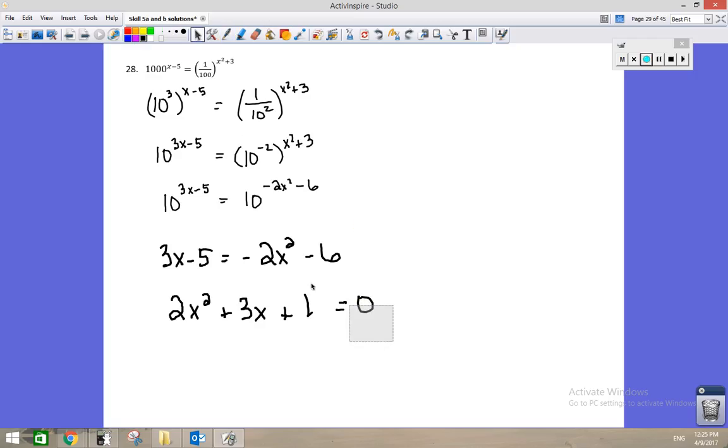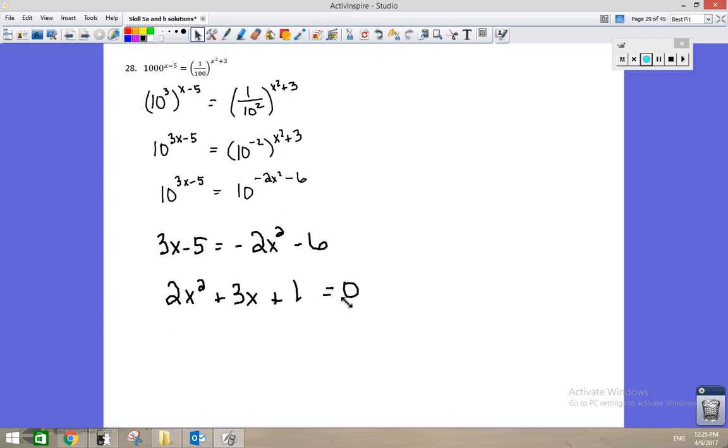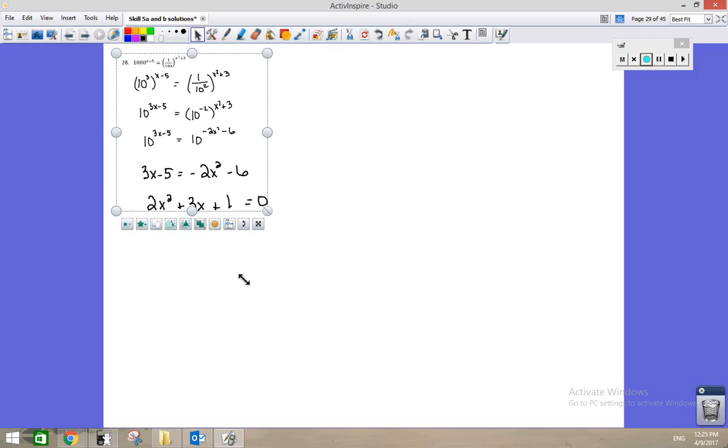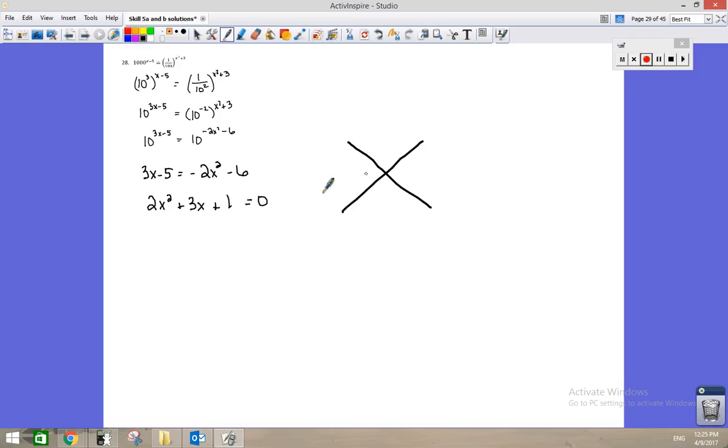Now I may or may not be able to factor this. Quadratic formula or completing the square will always work. Quadratic formula will always work. Let's see if we can factor it. The first term times the last term, and two numbers that multiply together to give us the top number but add together to give us the bottom number. So it does look like we're going to be able to factor this.